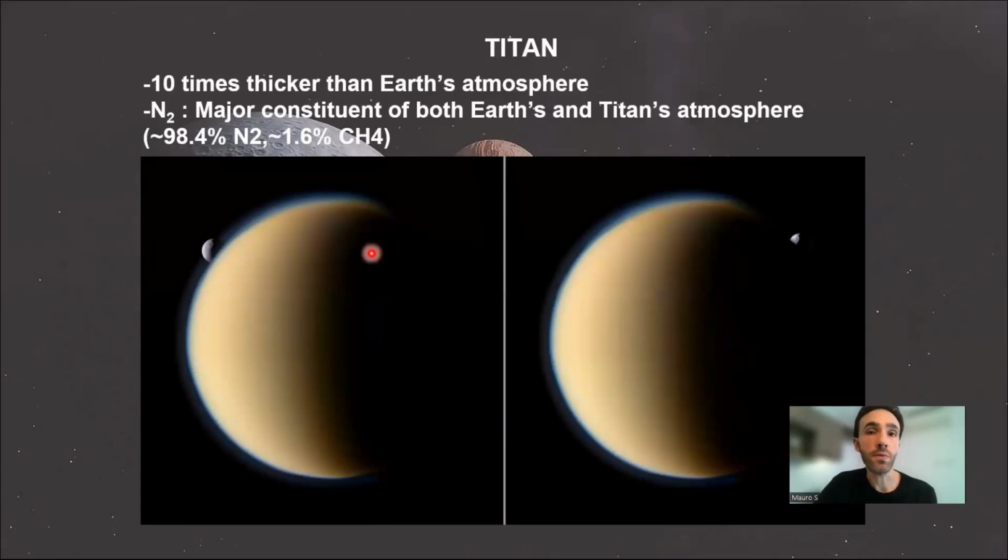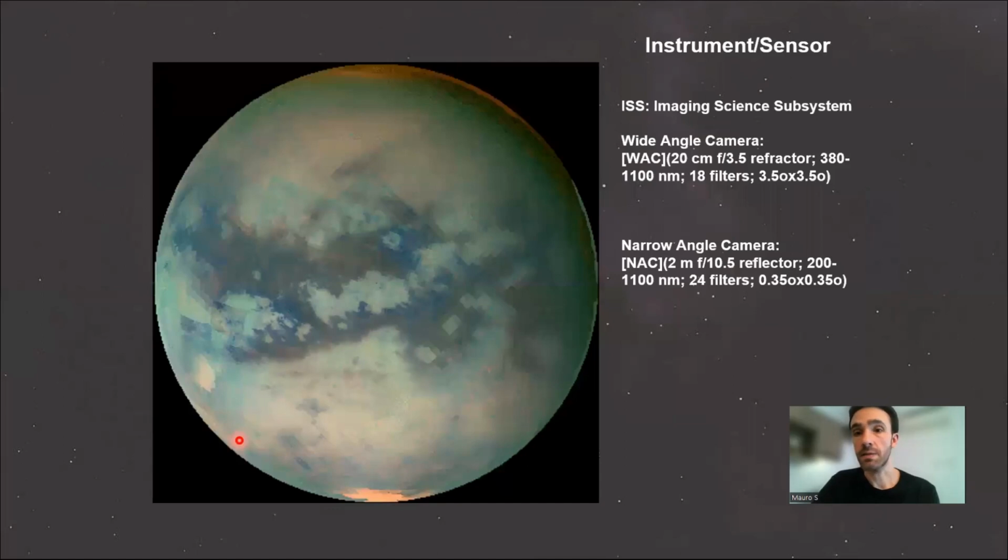As you well know, Titan has a very thick atmosphere, so we can't see directly the surface, the same case as Venus. The Cassini-Huygens mission had some cameras that could penetrate the atmosphere with different channels. We could start seeing some surface features and do some spectroscopy and compositional analysis of the surface.